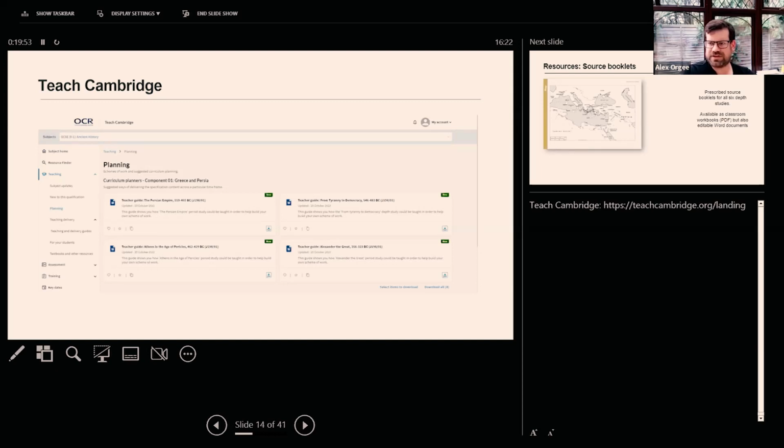These materials are currently available on the public OCR website, but also Teach Cambridge. And I think going forward, Teach Cambridge is the place that I recommend you to try and access all of the resources. It's a specially built website that contains all of the resources that OCR have created to support the delivery and assessment of our qualifications. It includes past papers, it includes exemplar answers, some of which are solely on Teach Cambridge at the moment.